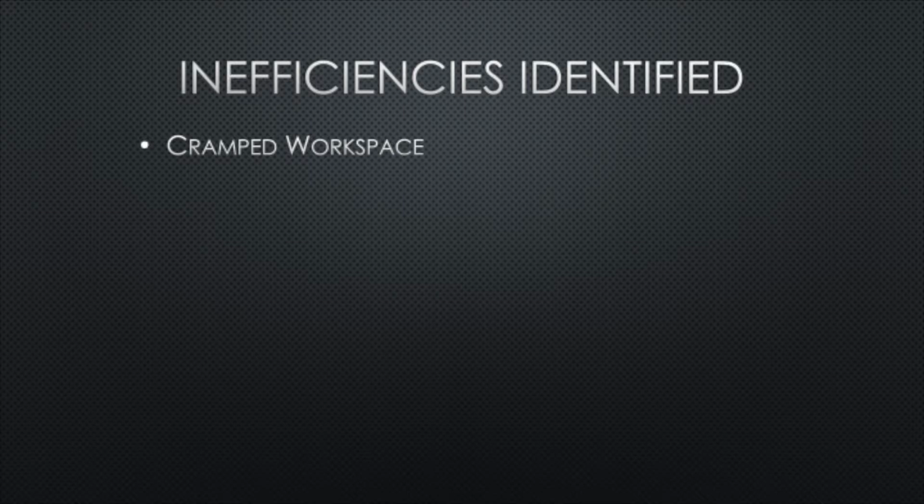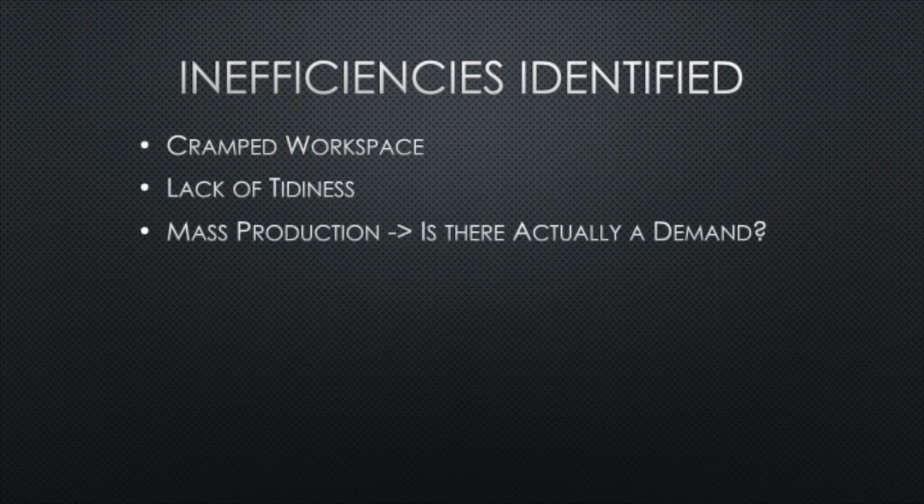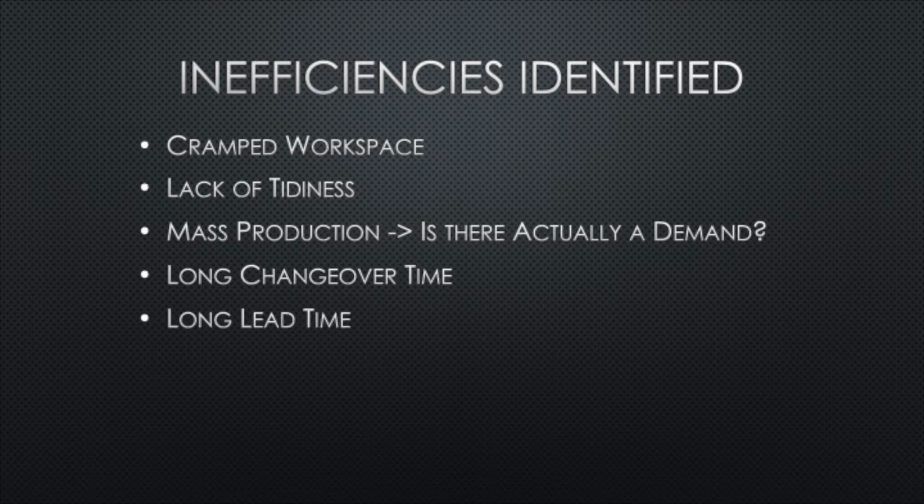So yeah, to summarize that, we have a cramped workspace, we have a lack of tidiness, we detected mass production without even knowing if there's actually a demand. We have a long changeover time, we have a long lead time, and we also have a big inventory of finished tacos. So in the next step we want to apply 5S in order to make our process more efficient.